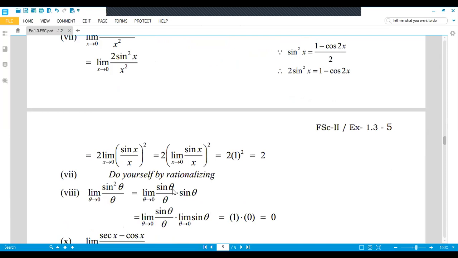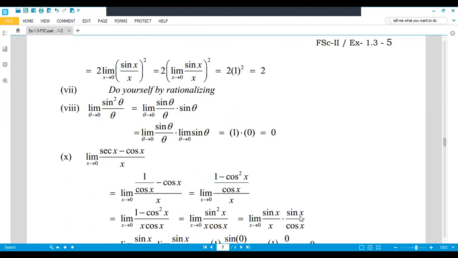So sine square theta, twice, you split it into sine theta into sine theta divided by theta. On the first, you apply the law of sine and you get 1, and limit theta approaches 0 of sine theta. So when you apply the limit, sine 0 is equal to 0. So 1 into 0, you get 0. Come to the 10th part.